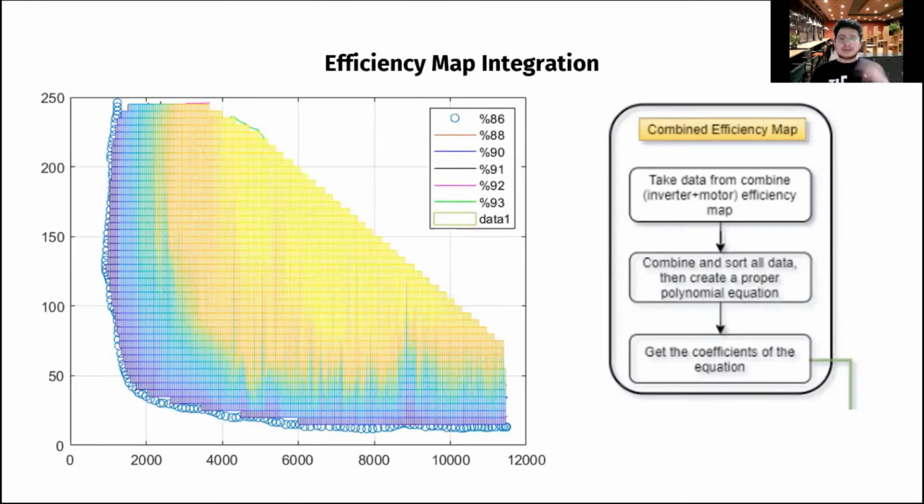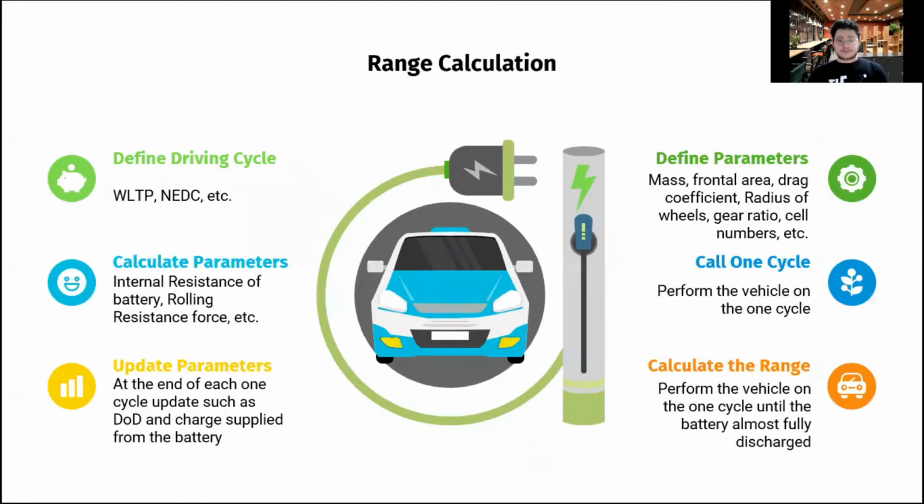As you remember from the 3 pages before, I shared the combined efficiency of BMW i3. By using the curve fitting method on MATLAB, we get an equation depending on torque and speed values at the operating points. This equation is used to analyze one cycle performance on the vehicle.